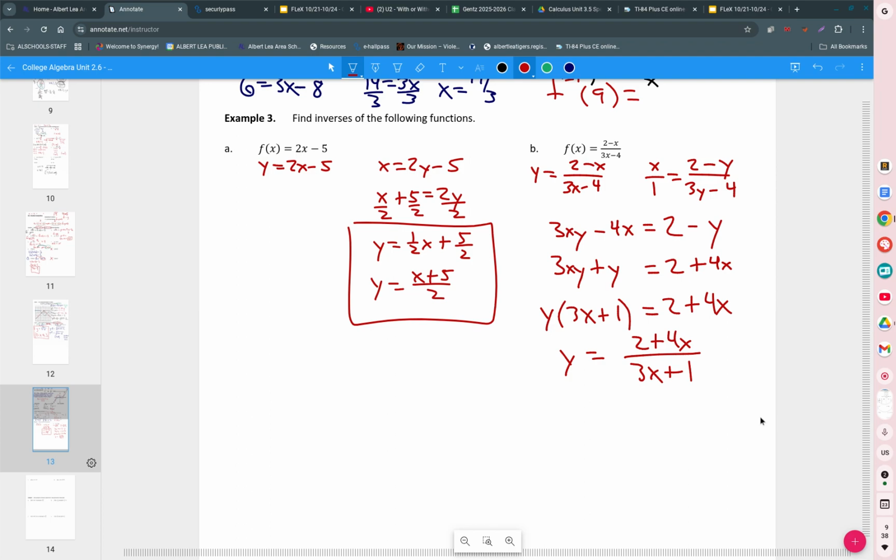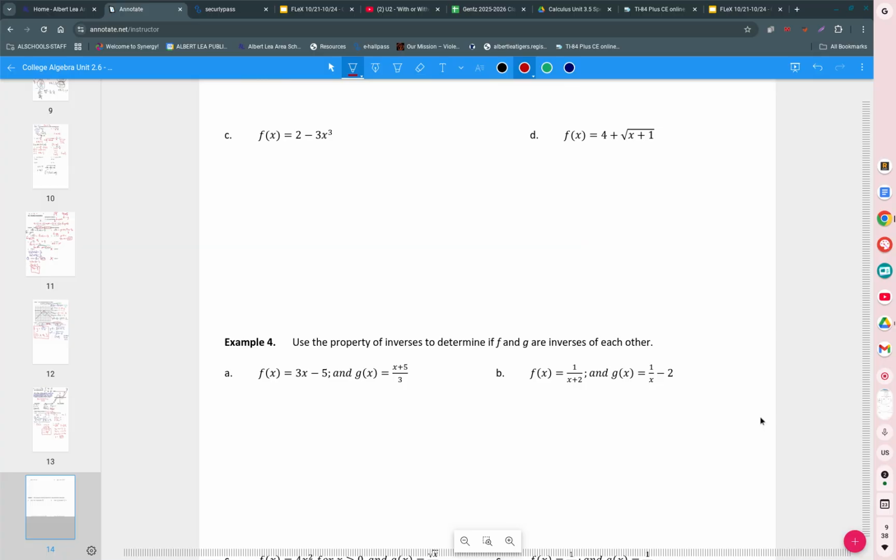Turn to the person next to you. How are you feeling about this right now? Scared? Excited? Where are you at? Go. Because you divide that, then you're just left with y. What if you have like y squared?